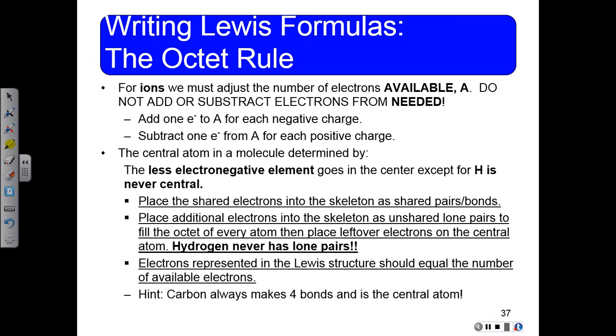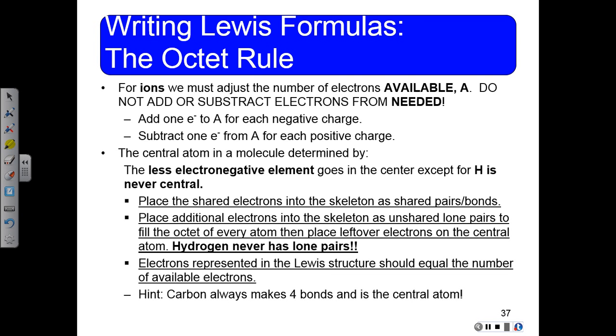Okay? But we know that we only have how many electrons represented right now? 4, but we need 8. Since hydrogen can't have lone pairs, we can't add electrons to our skeleton there, so we're going to go to the central atom and add them. And so we add a lone pair here and there.